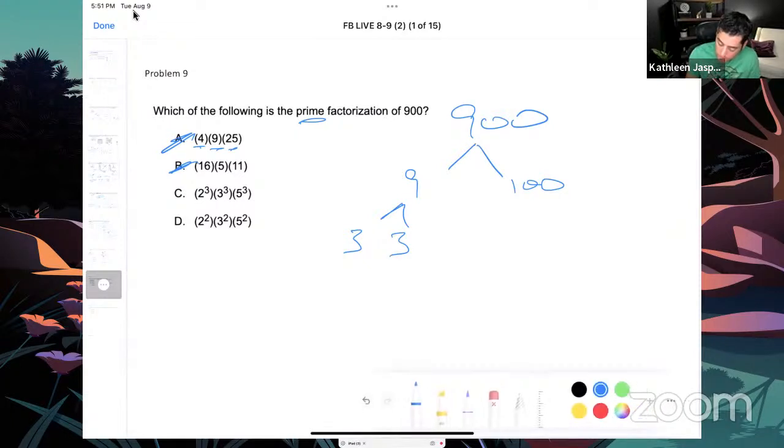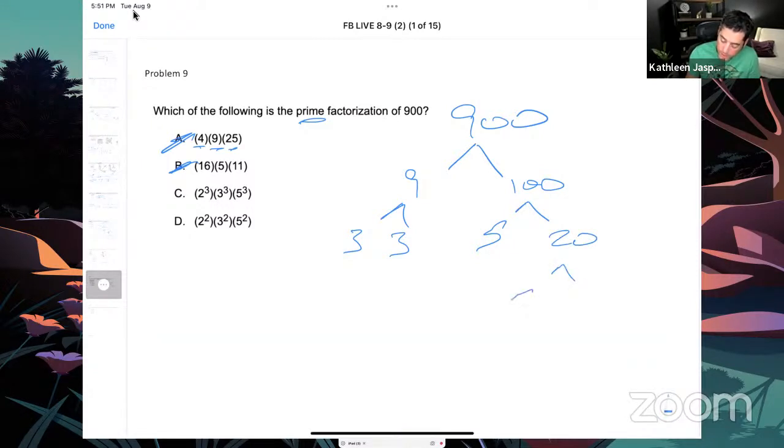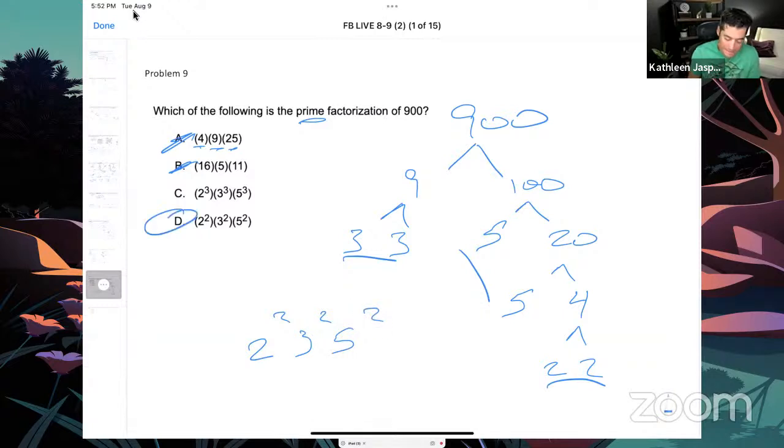With 100, I know I can do 5 because that's a prime number, and then 20, and I'm done with the 5 here. When I go down with the 20, I can do 5 again, and then this is 4, and I break the 4 down into 2 and 2. Now I see that I have 2s, 3s, and 5s. I have two 2s, two 3s, and two 5s, and that's going to get me D as my answer.